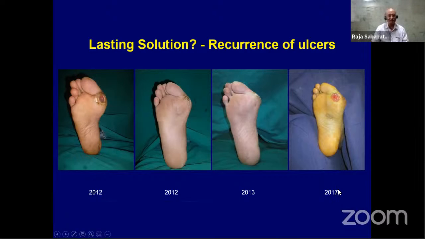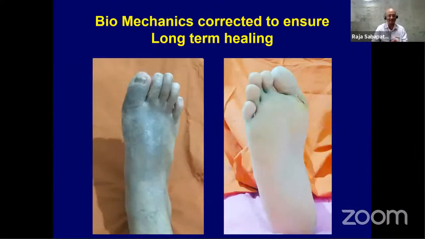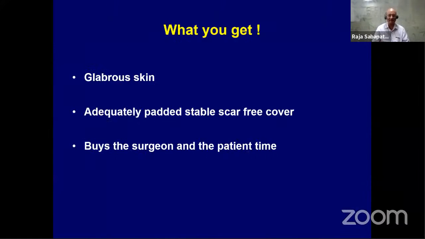But then, what else is the lasting solution? What should we do to make these things last? In the same patient, what we have done is that now we have corrected the biomechanics. We need to think, why did the ulcer come in the first place? Okay, and answer that question and provide a solution to the problem. I think most of the time it is because of the altered biomechanics. And after you heal the ulcer, I think we need to address that also.